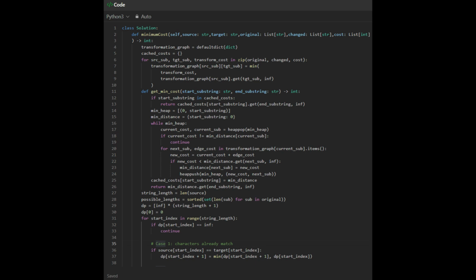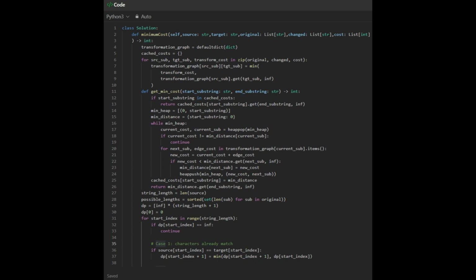Step 1. Key observation. This problem has two major challenges. A substring can be transformed indirectly using multiple steps. Transformations can only happen on non-overlapping ranges, which means order matters. So this is not greedy. This is a dynamic programming plus shortest path problem.